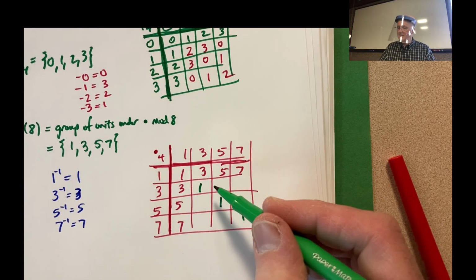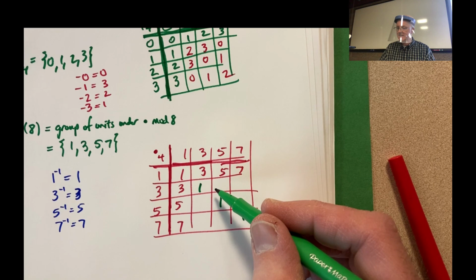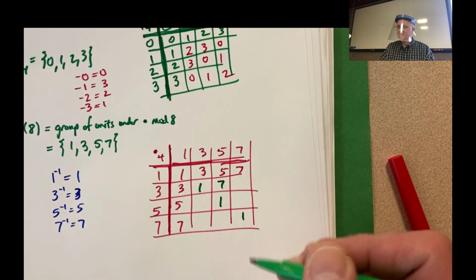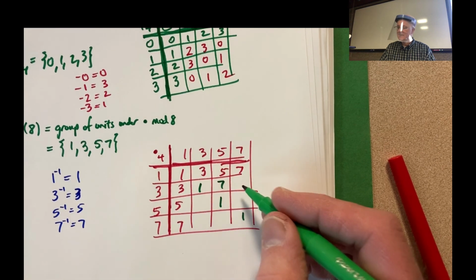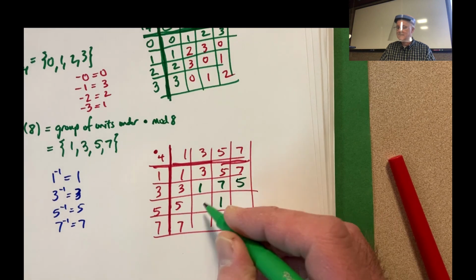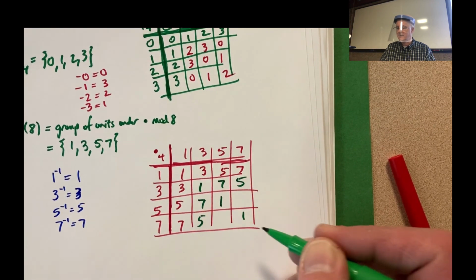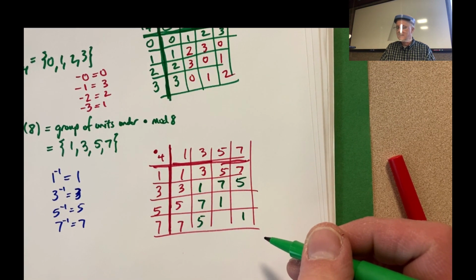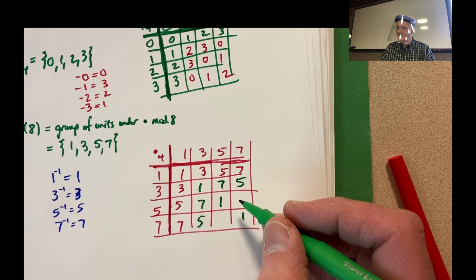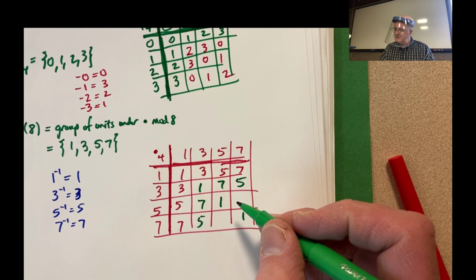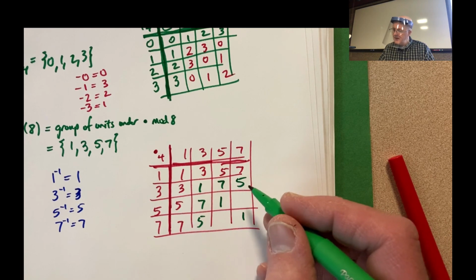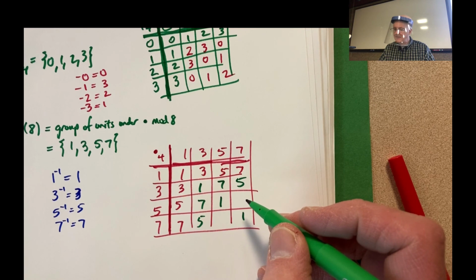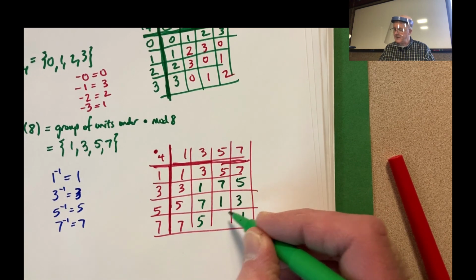I'll quickly fill in the rest here. 3 times 5 is 15. 15 mod 8 is 7. Right? 15 mod 8 is 7. 3 times 7 is 21. 21 mod 8 is 5. This is an abelian group. You're going to get 7 and 5 down there. Then 7 times 5 is 35. 35 mod 8 is 3.